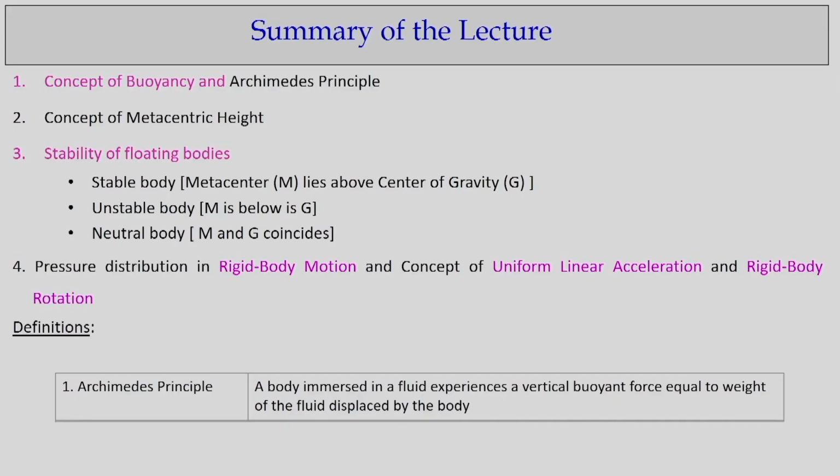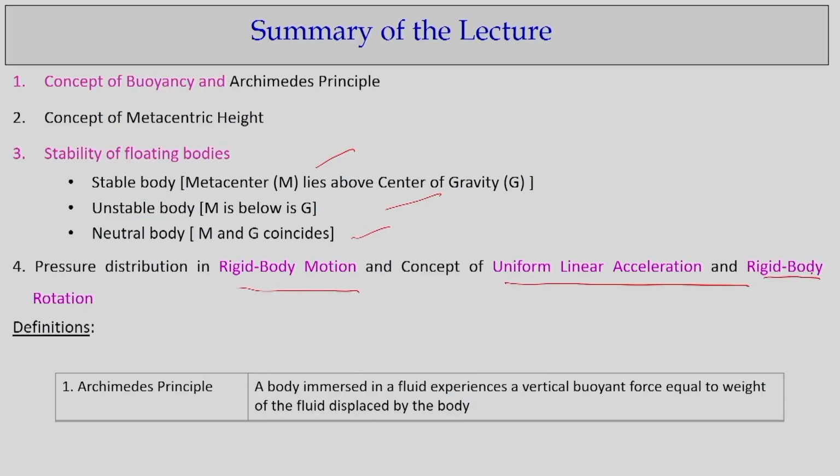Now, let me summarize today's lecture. We introduced the center of buoyancy concept. We discussed two or three basic concepts of Archimedes, which is a very simple concept. We discussed the metacentric height, and you have to remember the metacentric height in terms of whether the metacenter lies below or above, or coincides with G. We have different conditions like stable, unstable, or neutral, and we discussed rigid body motions, uniform linear accelerations, and the pressure diagrams.